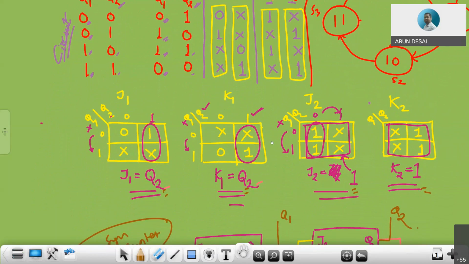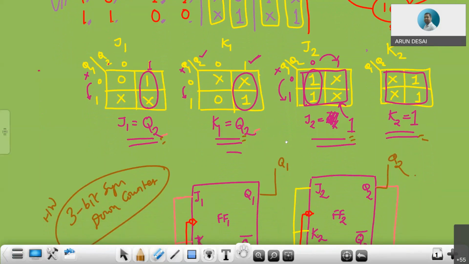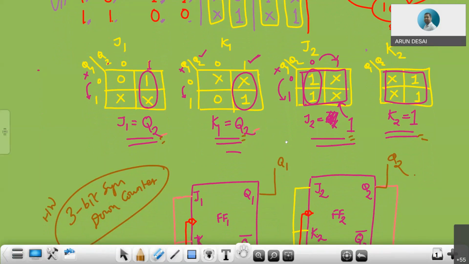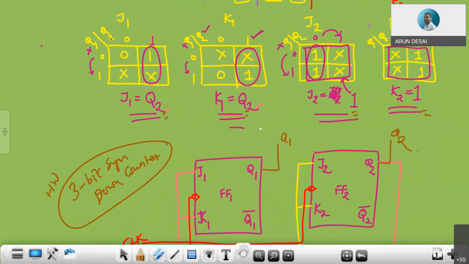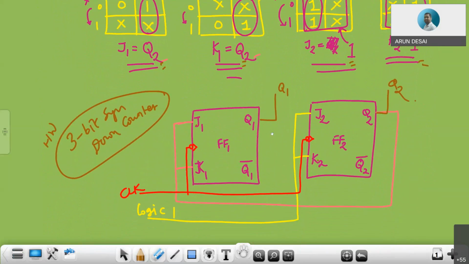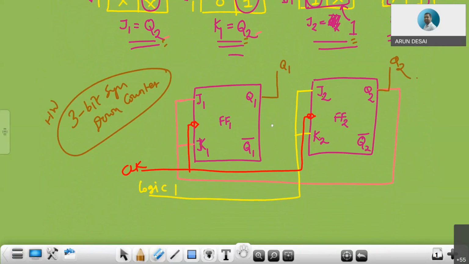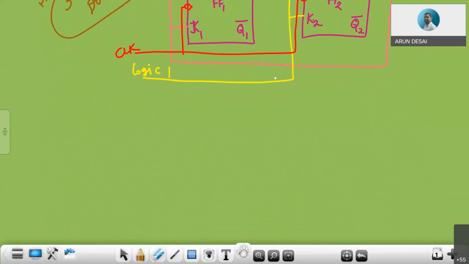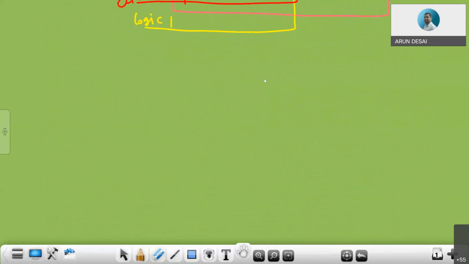So we found the inputs there, what inputs we require for the first flip-flop and what inputs we require for the second flip-flop. We identified that by using K-map, and then we draw a circuit by using those inputs which come out from K-map. This is basically a 2-bit synchronous counter.